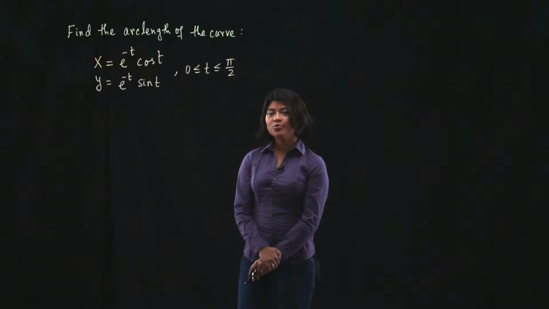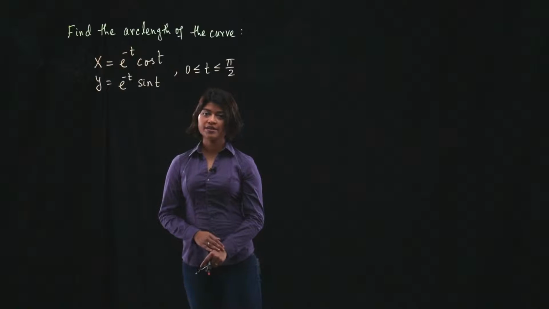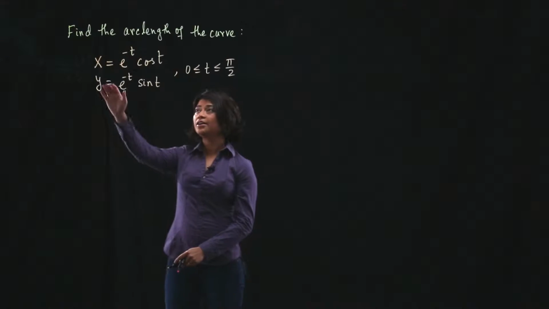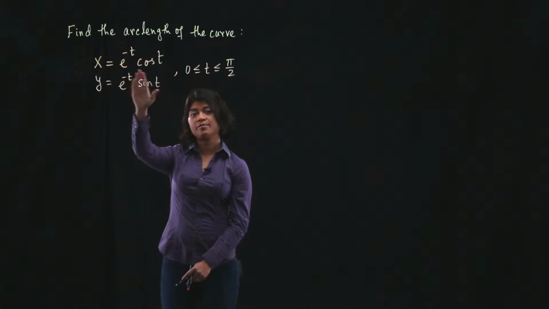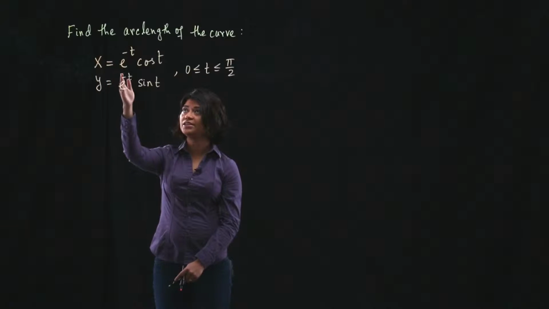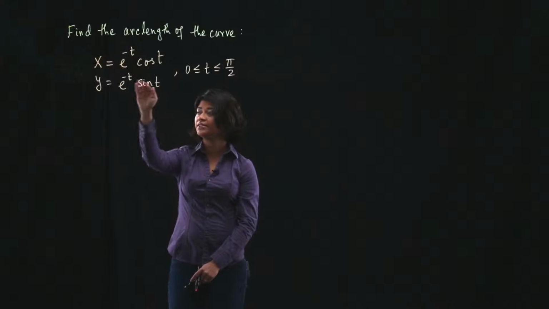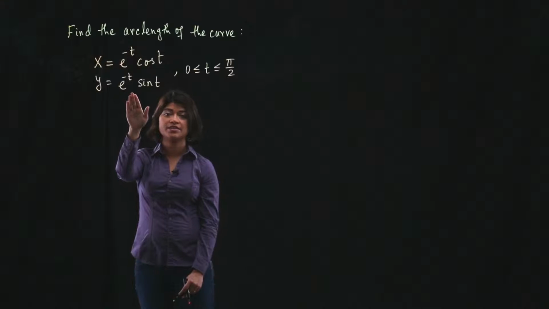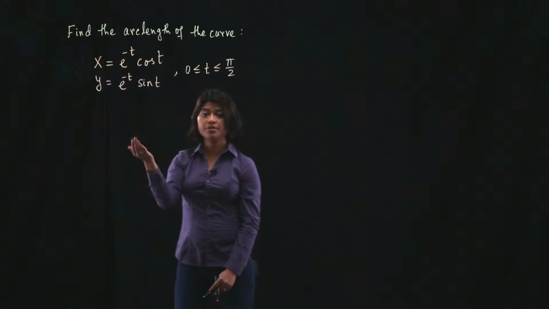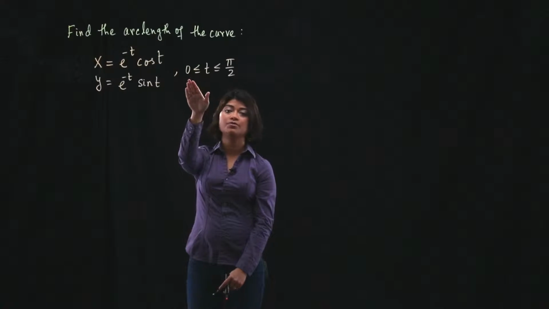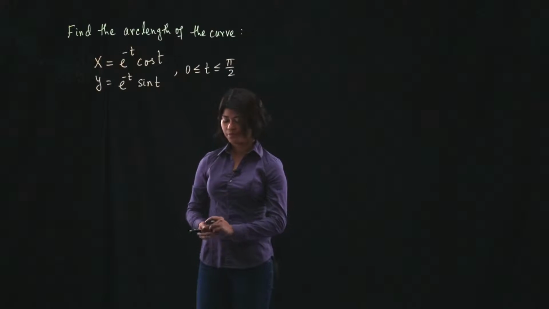Hello, I'm Papia. In this problem, we have to compute the arc length of a curve, and the curve is given to us as parametric equations. x equals e to the negative t cosine of t, and y equals e to the negative t sine of t. And we have to compute the arc length in this interval from 0 to pi over 2.